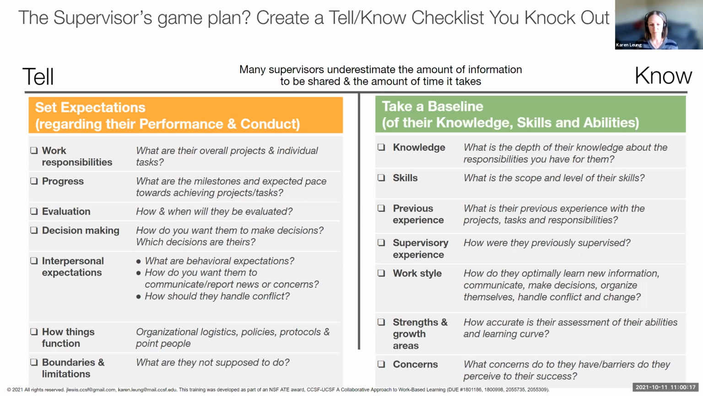Many of the items, especially on the Tell side, the left-hand side of the list, can be developed into really simple resources that could be used over and over again, such as Word documents or short videos, especially if you're having a student employee in a similar position time and again, or doing similar job tasks semester after semester. So, getting people onboarded faster. While the Know side on the right-hand side really can be covered in a series of short conversations, either verbally or with electronic communications.